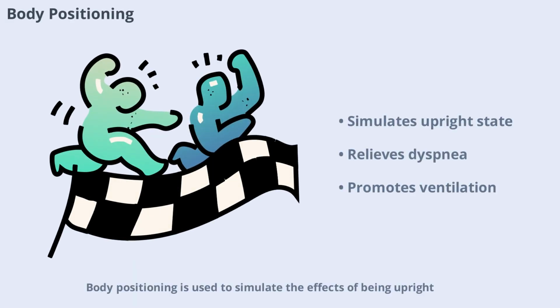Body positioning is used to simulate the effects of being upright, relieve dyspnea, and promote optimal hemodynamics and ventilation perfusion matching. Proper positioning can also help with alveolar ventilation and facilitate mucociliary transport, making it a key tool in managing respiratory symptoms and improving patient comfort.